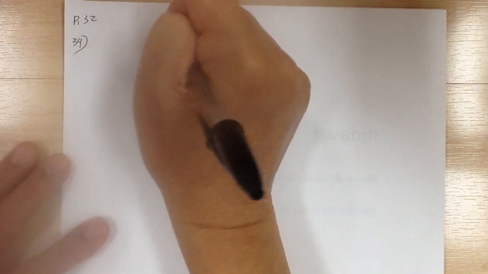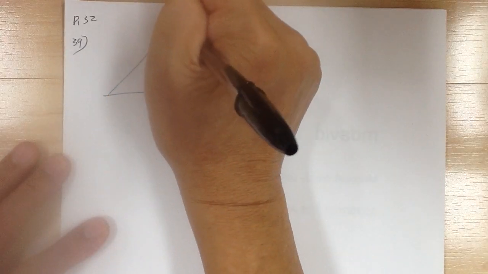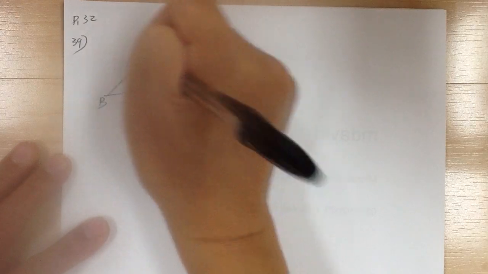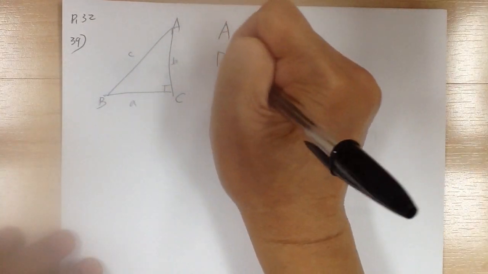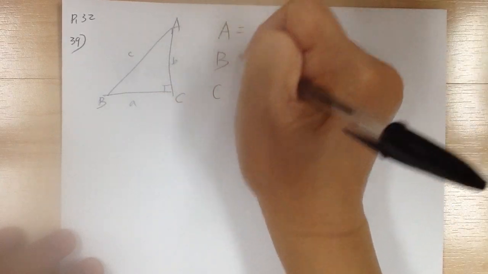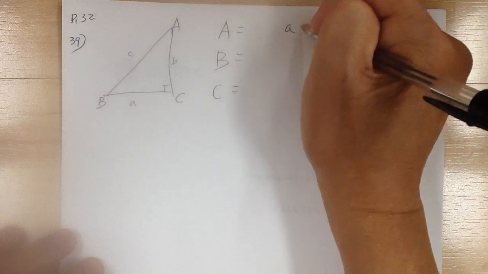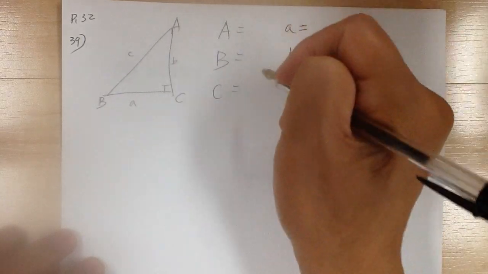Okay, number 39. I'm going to draw the picture first. Using the same picture, so A, B, C, A, B, C. Whenever you're solving for a triangle, write down your capital ABC and small abc. This will keep you organized to see what you have and what you're missing.